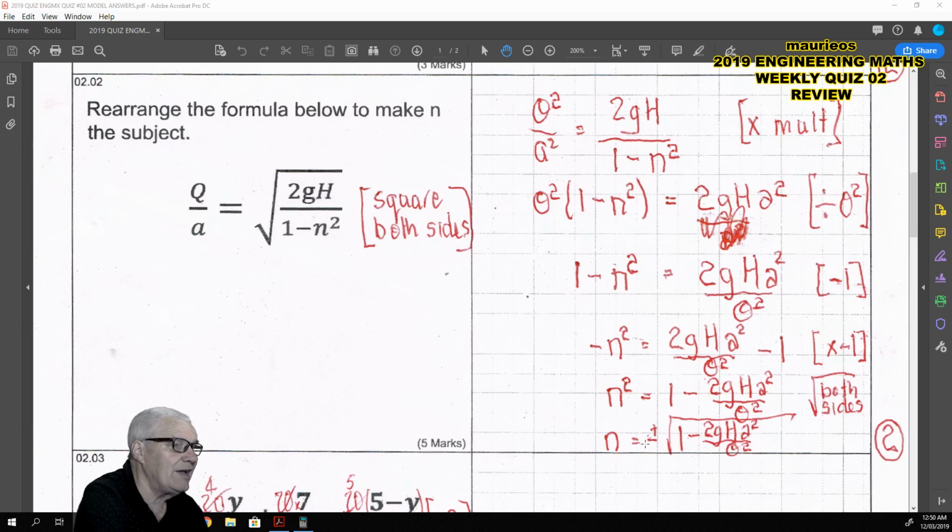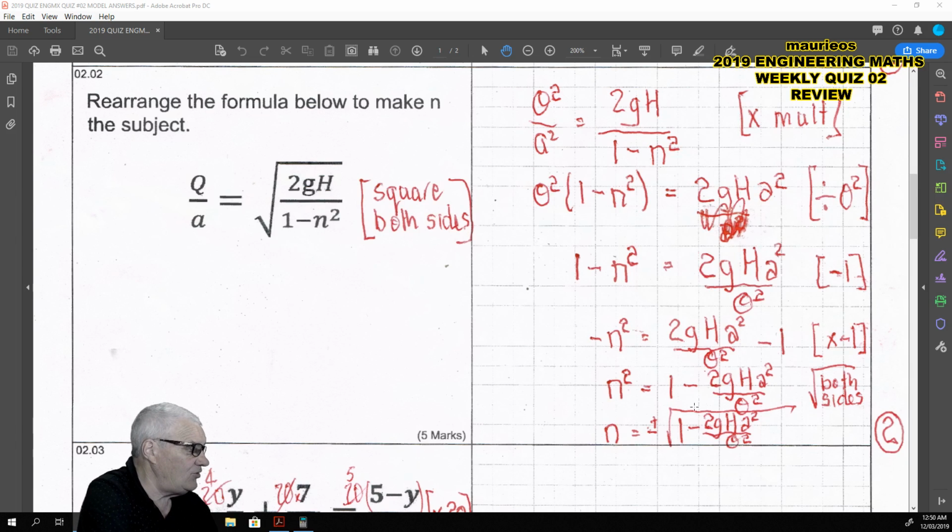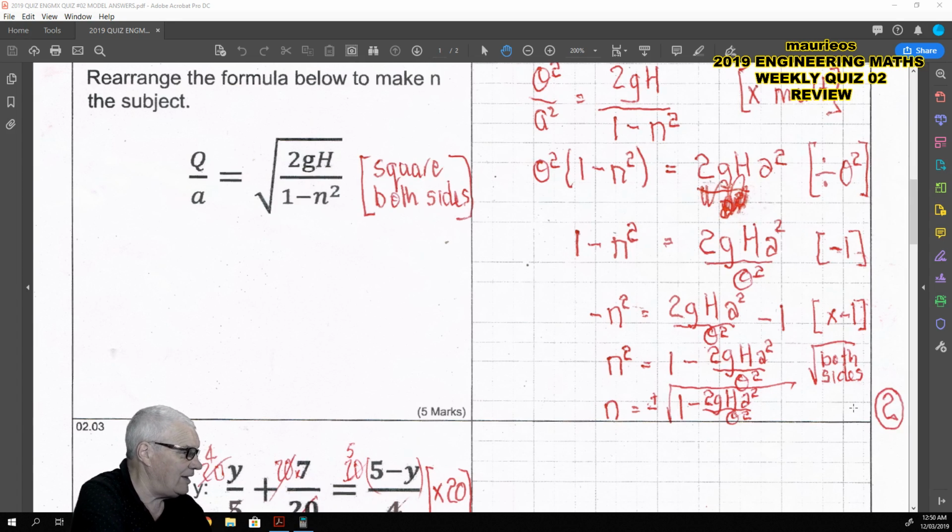We'll just move down a little bit there. And then it equals 1, like I've got -1 here, so that's going to become +1 if we multiply by -1. So that's 1, and then this is positive, it's going to become negative. 1 minus 2g ha squared over q squared, and I'm running a bit short of room there. And then I'm just going to take the square root of both sides, which will give me n on its own.